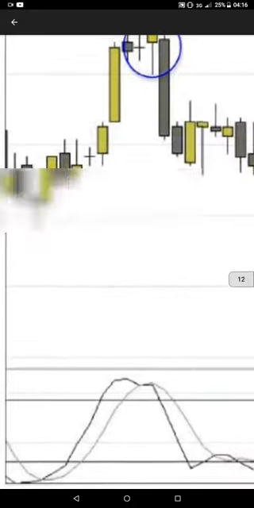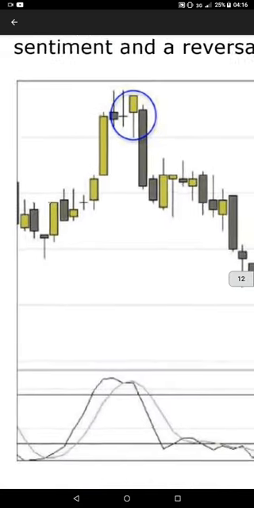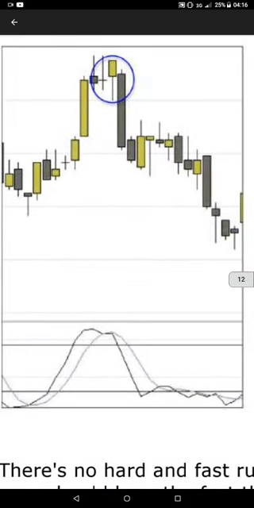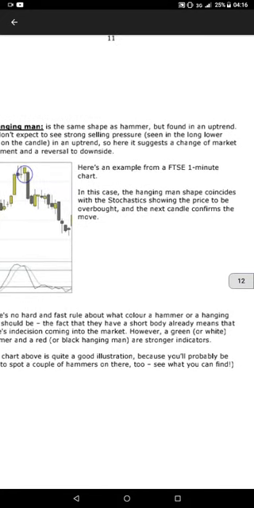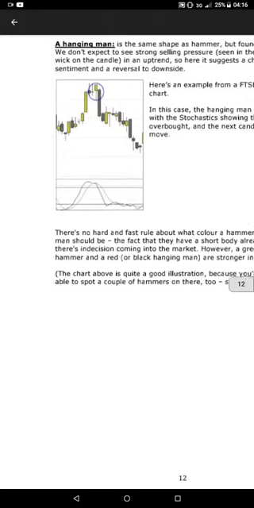As you can see here, guys, we have something like this. Let's proceed. Here is an example from an FTSE 1 minute chart. In this case, the hanging man shape coincides with the stochastics showing the price to be overbought, and the next candle confirms the move.